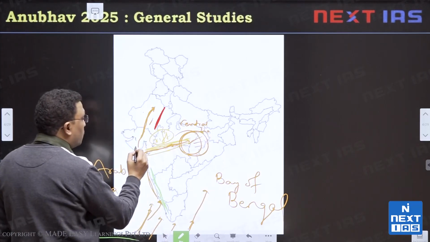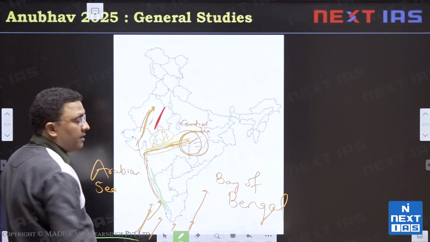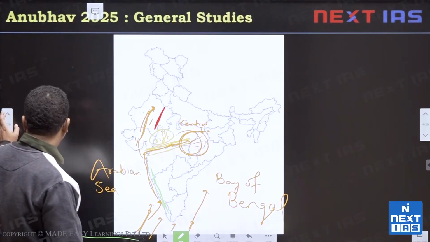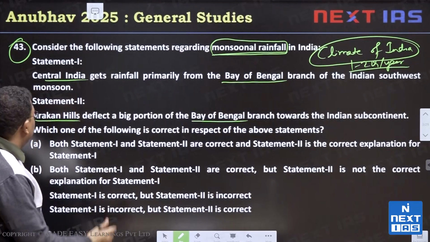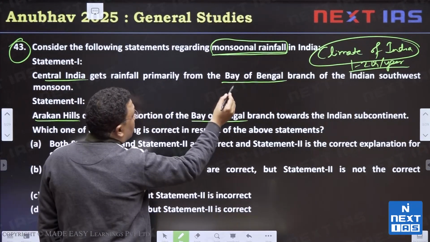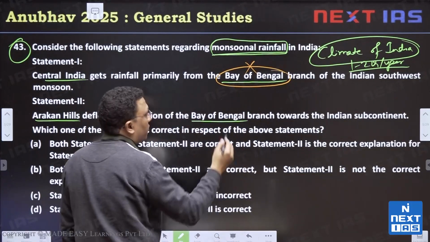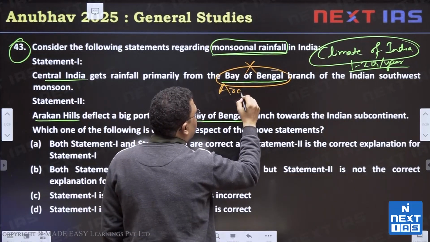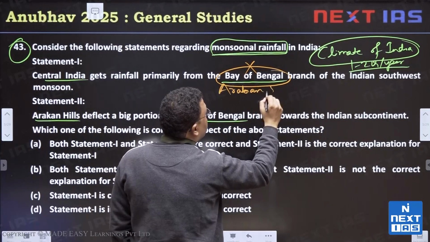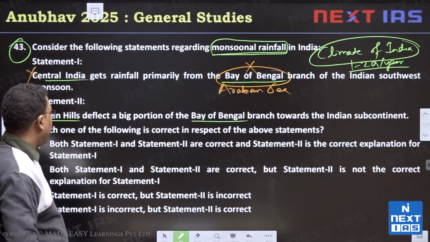And third is moving further towards Rajasthan and Delhi and causing rainfall in these areas, right? Now let's see our question statement. The question says Central India gets rainfall primarily from Bay of Bengal branch, right? So this is not correct. We saw that Central India is getting rainfall from Arabian Sea branch, right? So that means this statement is incorrect.